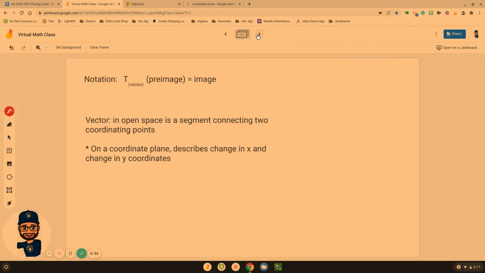So, translations. I'll just write this up on top again. Here is the notation, something that you need to make sure you understand and write down. Translations: capital T, and then we have this vector, something that describes to us what to move. We've got the pre-image, which becomes the new image. As I mentioned, if it's in open space, the vector is a segment, or we could also say an arrow, that connects two corresponding points. It connects A to A prime, or maybe D to D prime, something like that. It's telling us where and how to move the pre-image.